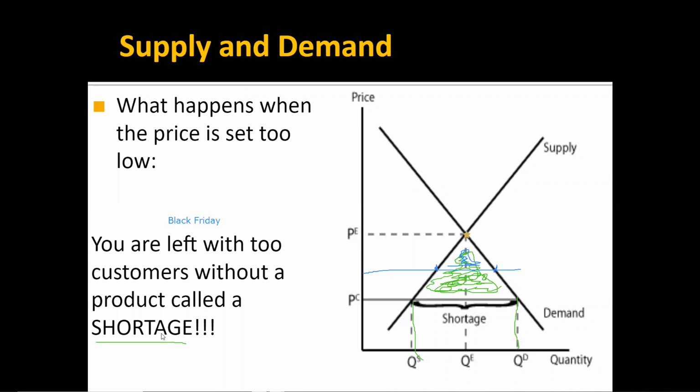Okay. Key thing is that's a shortage. If the price is too low, you're going to get a shortage. There's no way around it. Well, coach, what if you set the price low and you sell out? Well, then you didn't have the price too low. Just because it's low doesn't mean it's too low. That's the key thing to look at there.